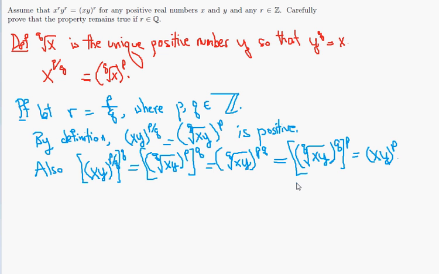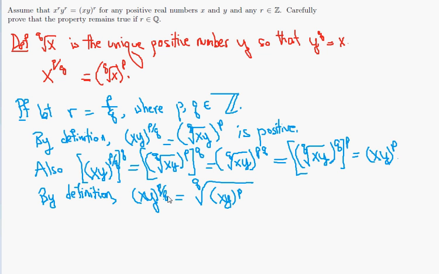Okay, so what I've said is that x times y raised to the p over q is positive. x times y to the p over q to the qth power is equal to x times y raised to the p. And so by definition, x times y to the p over q must be equal to the qth root of x times y to the p.